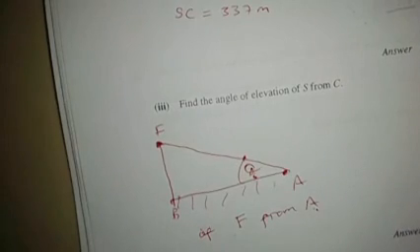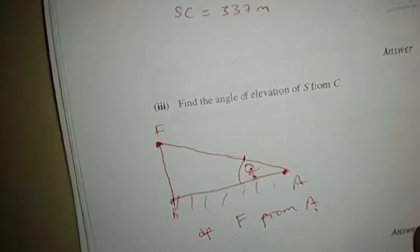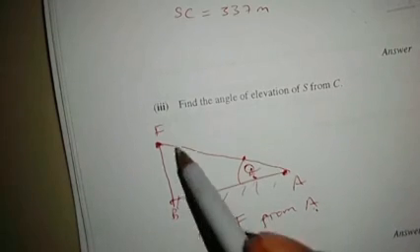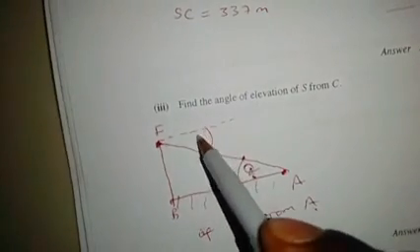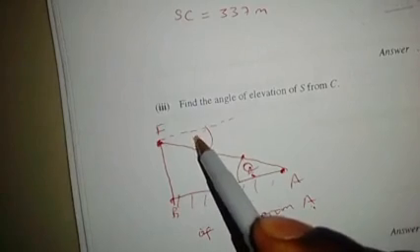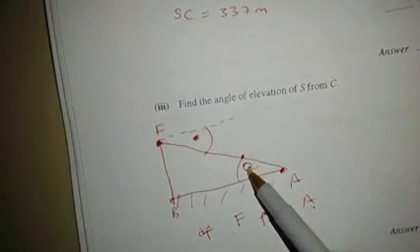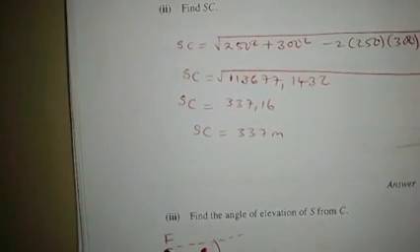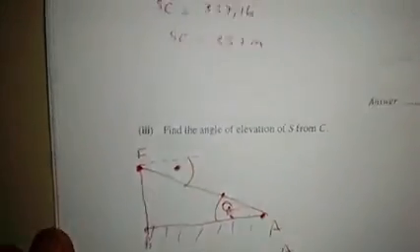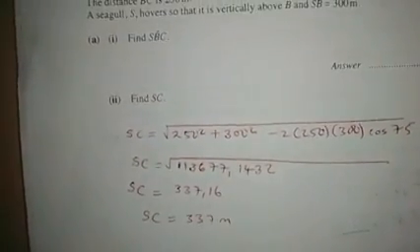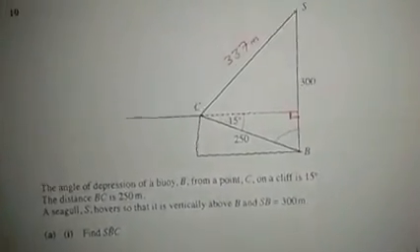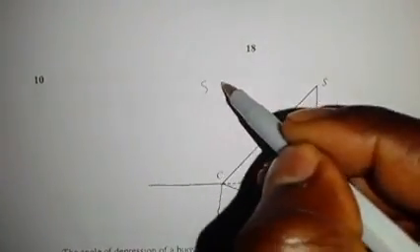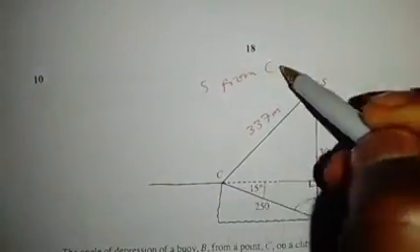The difference between the angle of elevation and angle of depression is that the angle of depression is found at the top, or above. This is the angle of depression. But this theta denotes the angle of elevation. So depression is found at the top and elevation is found at the bottom. So let us go back to the diagram and identify the angle of elevation of S from C.